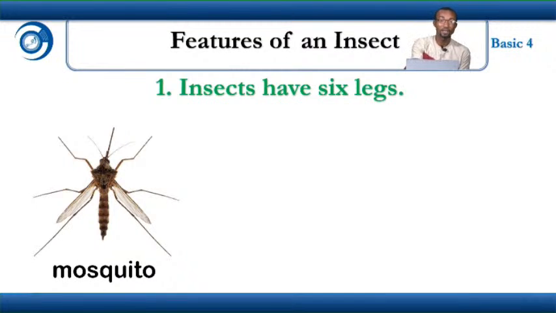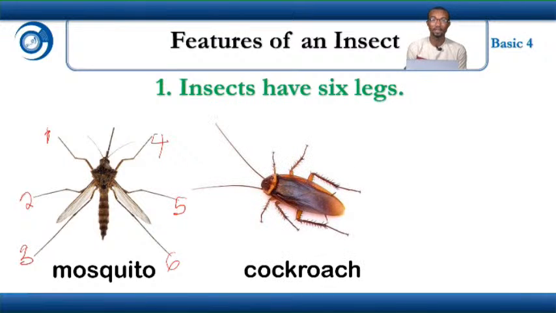Let's count and see whether the legs are up to 6. We have 1 here, we have 2, we have 3, we have 4, we have 5, we have 6. So the mosquito has 6 legs, and that makes this animal an insect.